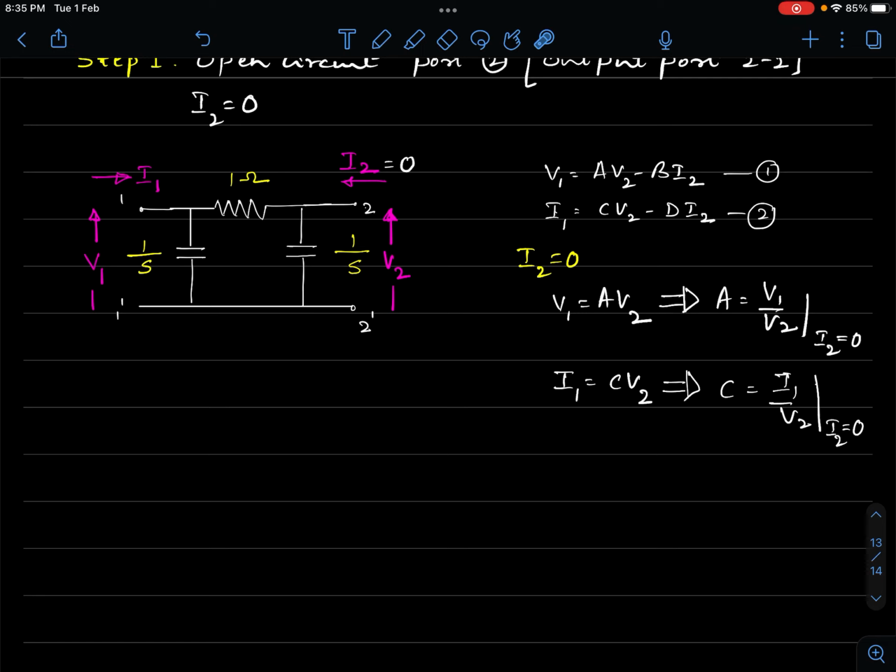Things are very clear. The 1 ohm and 1 by S, these two branches, they carry the same current, so this series combination is in parallel with 1 by S. This much is very clear, right? But what is the current that is flowing here? We do not know.